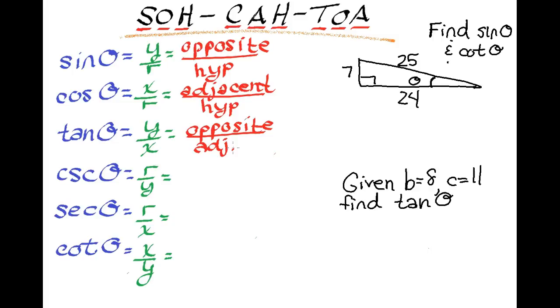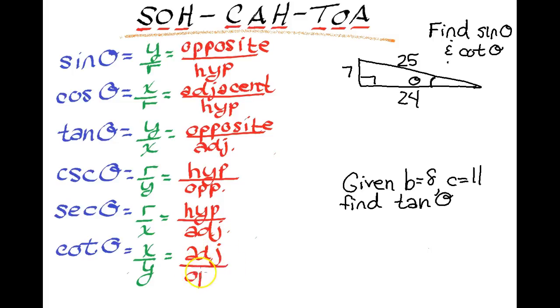Well, for cosecant, cosecant again is the reciprocal of sine. So we just flip the opposite over hypotenuse, and it is now going to be hypotenuse over opposite. For secant, instead of adjacent over hypotenuse, it's going to be hypotenuse over adjacent. And then for cotangent, instead of opposite over adjacent, it's going to be adjacent over opposite.